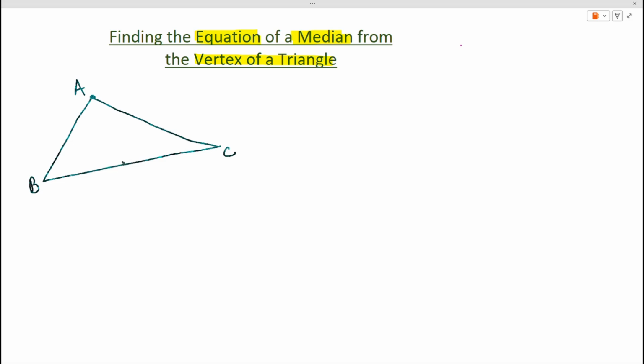Let us suppose that the midpoint is over here. The midpoint divides BC into two equal parts. Now we'll draw a line from point A to the midpoint. This is called the median of a triangle from vertex A. So a median starts from the vertex and connects to the midpoint of the opposite side.